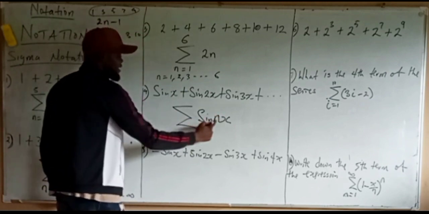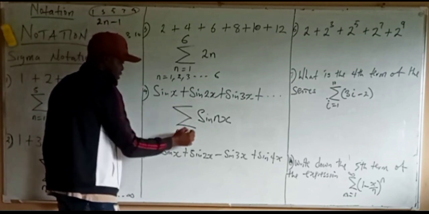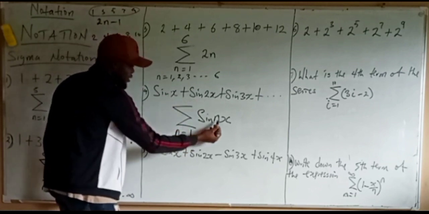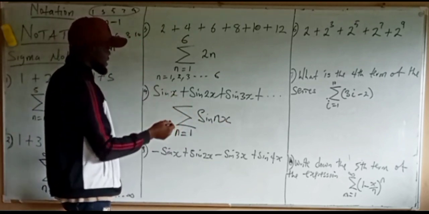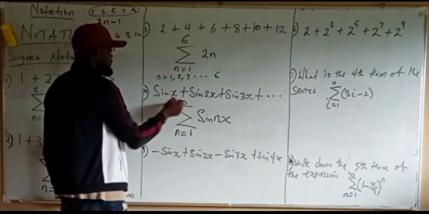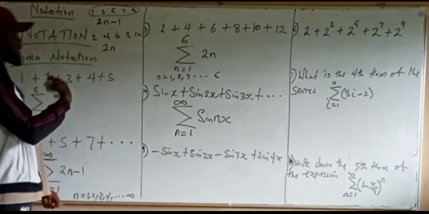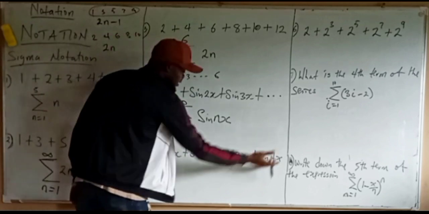In order to represent integers in notation, we use just n. We're going to have sin nx, and n starts from what? Let's say start from 1. We'll check. When n is 1, 1 times x, we will have x. Very correct. Then where does it end? Because of these 3 dots, it's going to end at infinity. So n starts from 1 and ends at infinity.